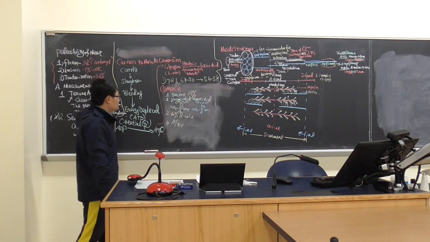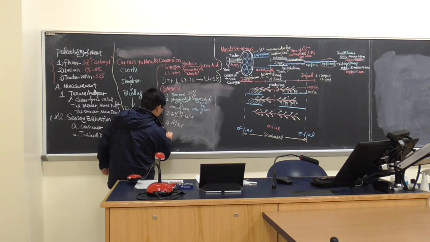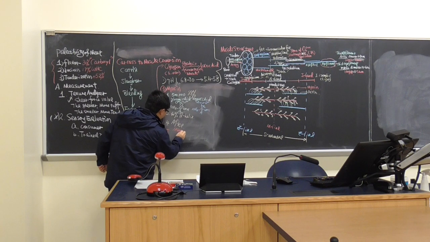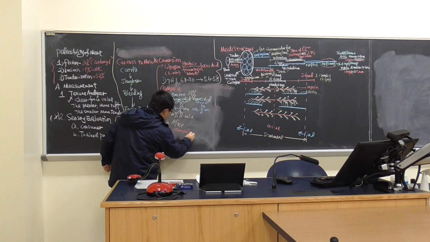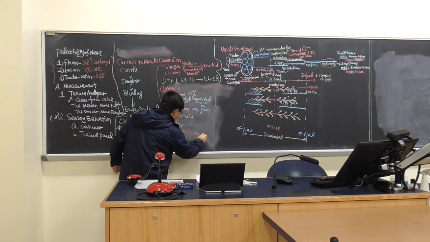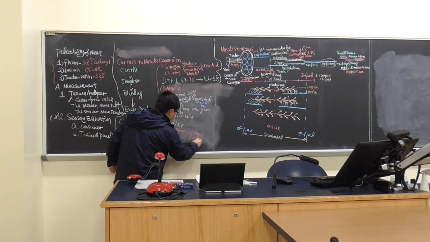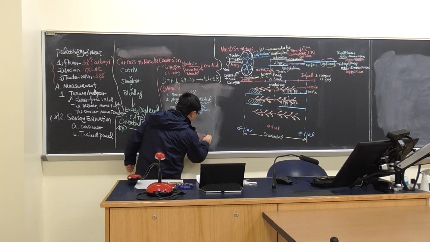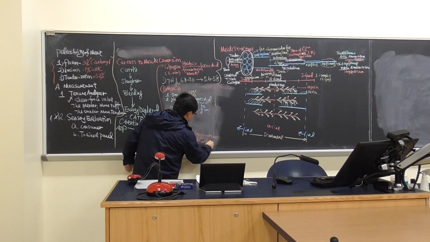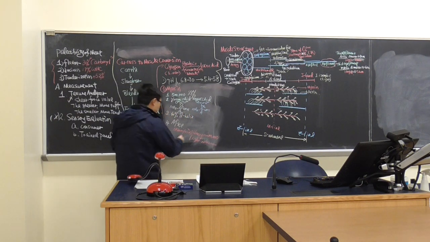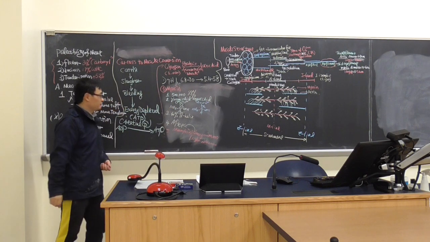The myosin has two structures, if you want to differentiate: heavy meromyosin, and also light meromyosin. The heavy one's molecular weight is almost 200,000, and the light one is about 40,000. And the meromyosin has ATPase function.